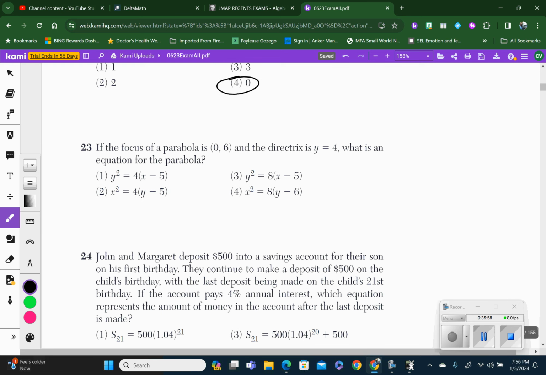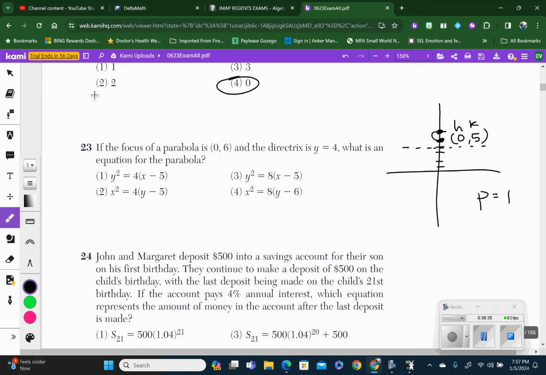Focus and directrix, we did do this, so I'm going to hold you accountable for this. So focus is 0, 6. So 1, 2, 3, 4, 5, 6. I'm estimating this. And the directrix is y equals 4. So 1, 2, 3, 4 is my directrix. So what I do to find the vertex is I look for the point in the middle, which is this point right here at 0, comma 5. So here's my h, here's my k. My p is this distance right here, which is 1.